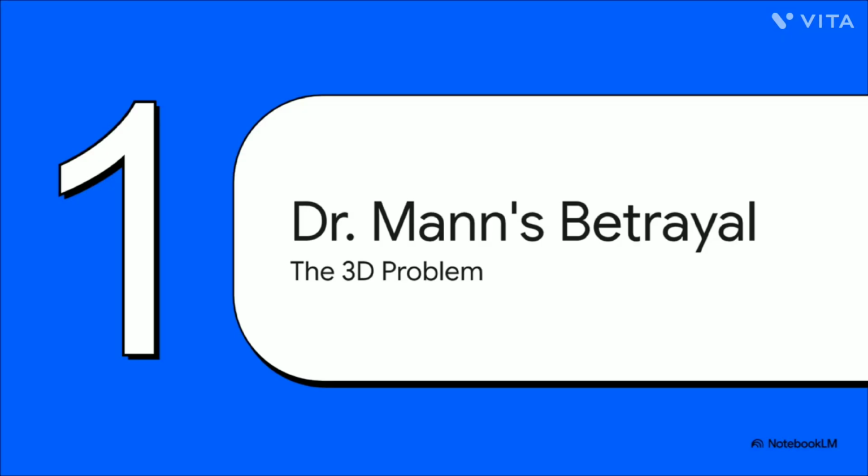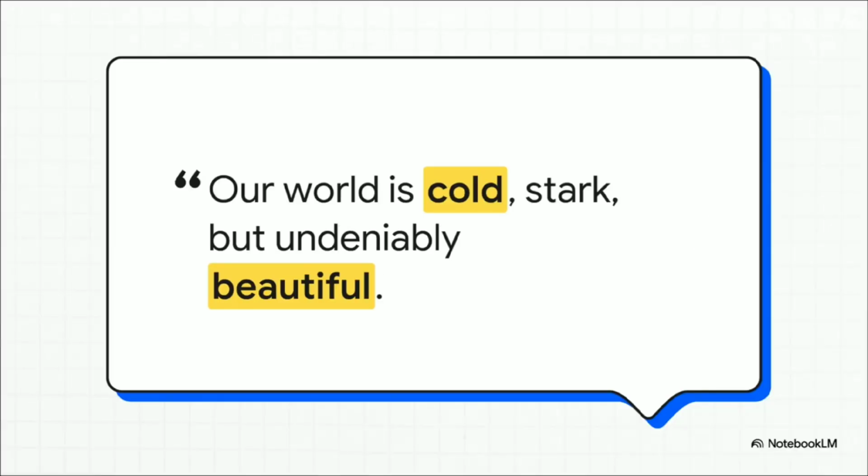Starting off with Section 1, Dr. Mann's desperate betrayal, the 3D problem. Before we get into all that five-dimensional reality stuff, we have to start with a very human, terrifyingly grounded problem, which is sheer desperation. So Mann gives the crew this beautiful, poetic reassurance, right? Our world is cold, stark, but undeniably beautiful. Well, actually, scratch that. It's a complete and devastating lie.